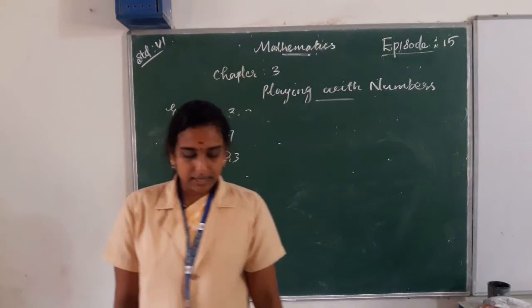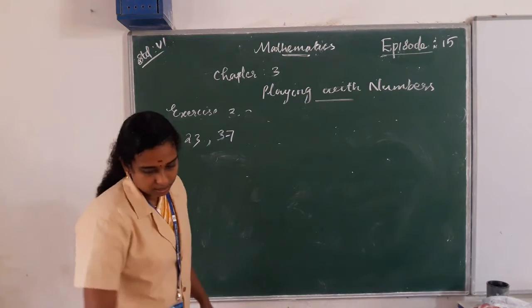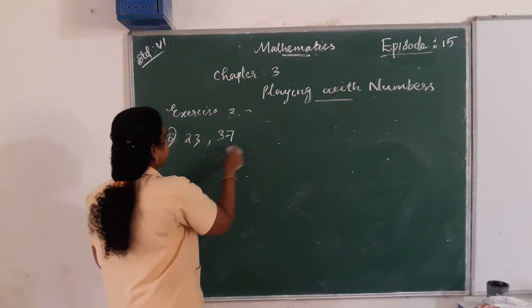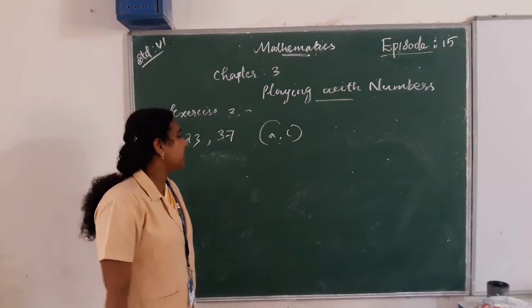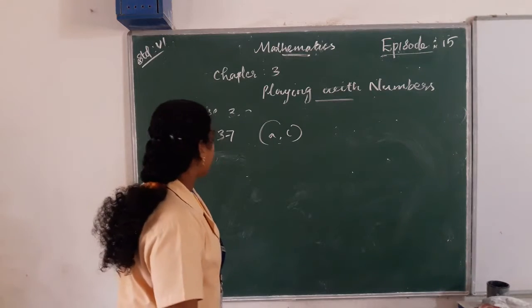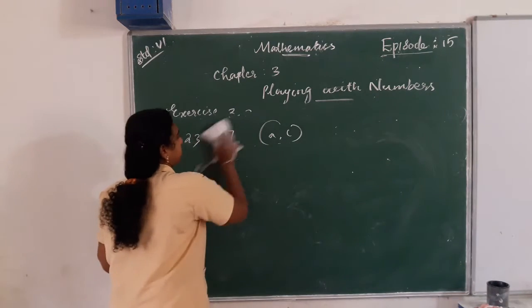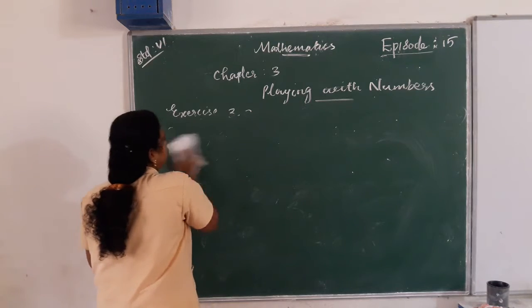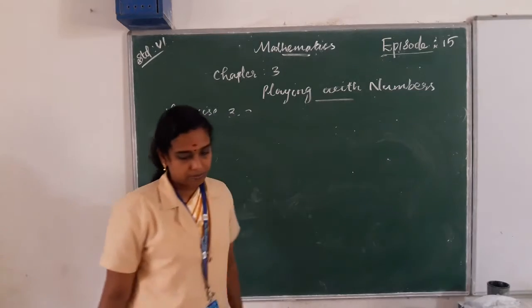So the answer of the question is option A and C, that is 23 and 37. 23 and 37 are the prime numbers because they have 2 factors, that is 1 and that number itself.